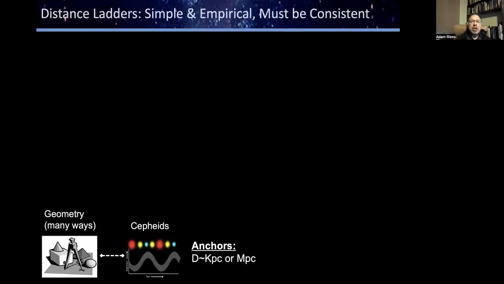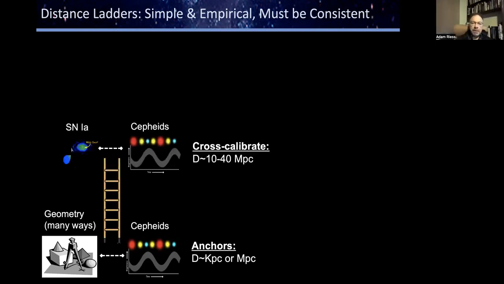Okay, so let me tell you a little bit about distance ladders. Distance ladders are simple and empirical, but the key element is they need to be measured or applied in a consistent manner. So let me describe our distance ladder, which is basically 3 steps. The first rung is where we use geometry, and this can be done many different ways to reach the distance to Cepheid variables and calibrate their luminosity. That I refer to as the anchor step, and is done at distances of kiloparsecs to megaparsecs.